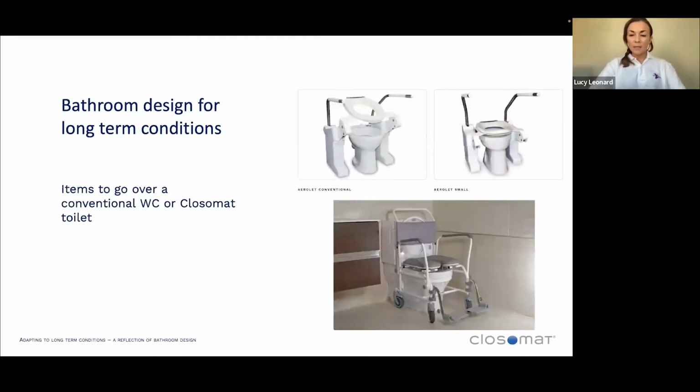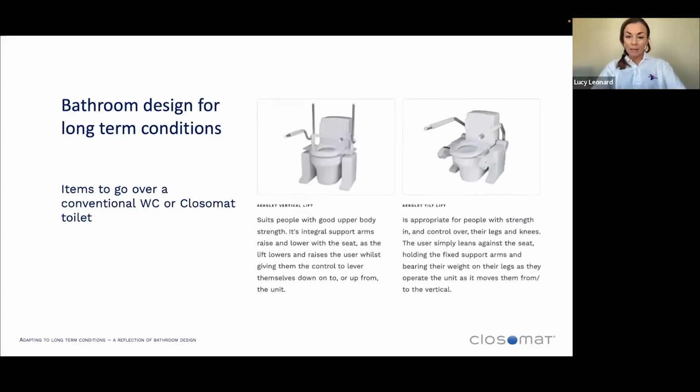So there are some items as well that may be used as somebody's condition changes over time. For example, a shower chair that may go over the toilet or over a Closomat. So we need to think about the height of that shower chair, the position of the toilet, whether it's close to the wall. And these are the Aerolets which I know Closomat provide, which have been really useful for some of my clients with deteriorating conditions such as muscular dystrophy and other neurological disorders, where they get to the point where they can transfer on and off the toilet, and then a raised toilet seat's added, and that enables them to transfer for some time.